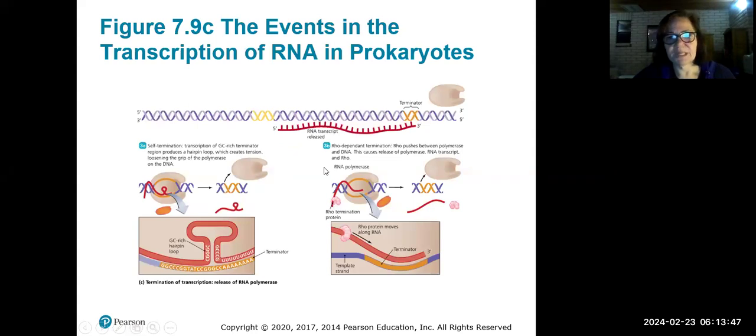And finally, termination can happen because we get to a part nearing the end of this messenger RNA, and when it circles back onto itself and starts sticking to itself, that's not going to be able to stay in contact with the DNA, and so this thing's going to fall off. Or you can get to a termination protein. Something's going to bump this thing off of the rails.